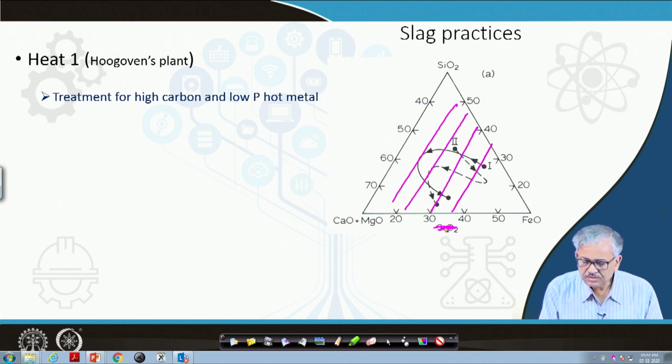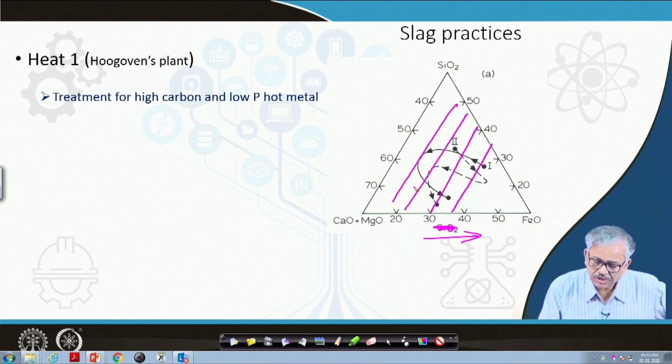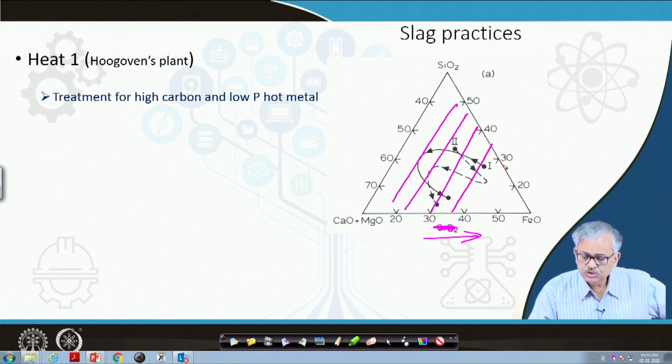This is not correct thing. So, the FeO percentage increases in this direction, right. FeO percentage increases in this direction. So, you can find that as I am moving from here to here, my iron percentage is decreasing. Here is the maximum iron. So, we are starting with a very high amount of FeO.